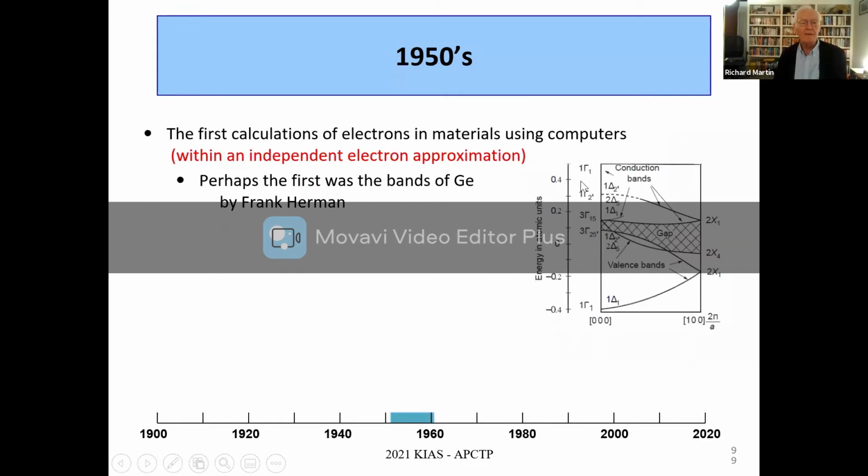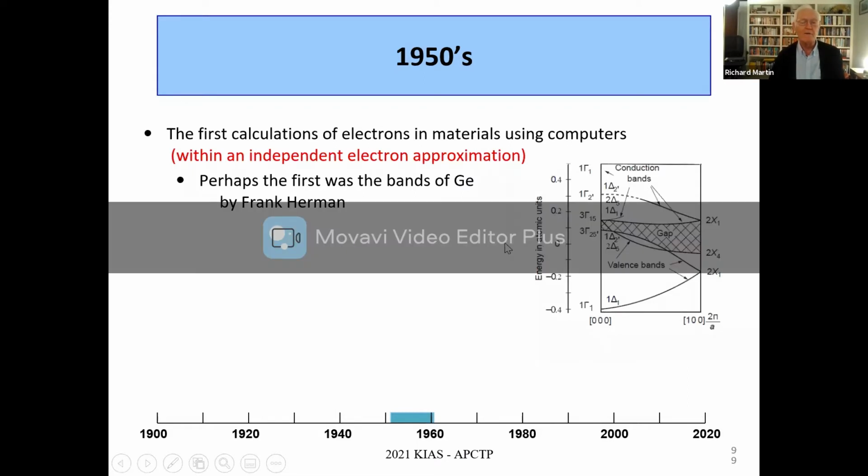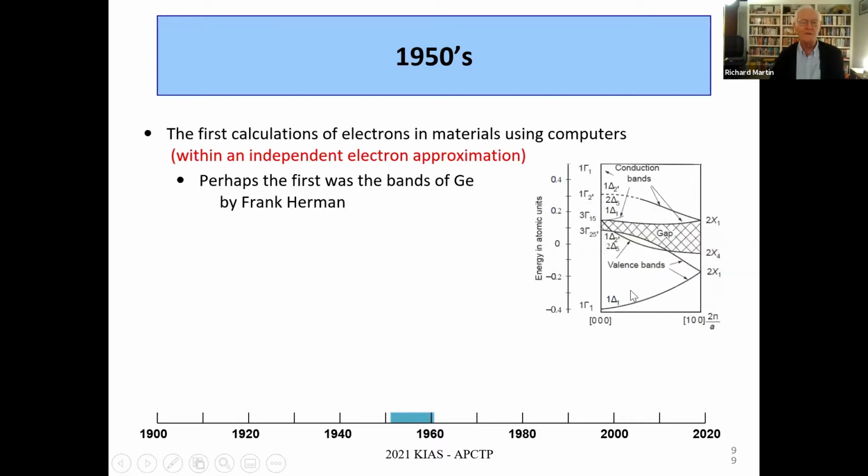By the 1950s was when the first calculations were done on electronic computers. And I think the very first was the bands of germanium by Frank Herman. Here's a figure from his paper. And in fact, it turns out that because he didn't have a very good effective potential, and because he could only do certain directions in the Brillouin zone, this wasn't actually the information that was needed for germanium, but it was a start.